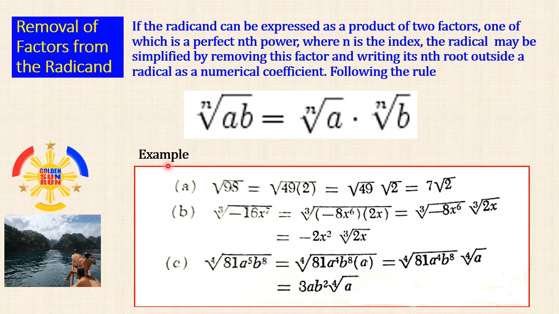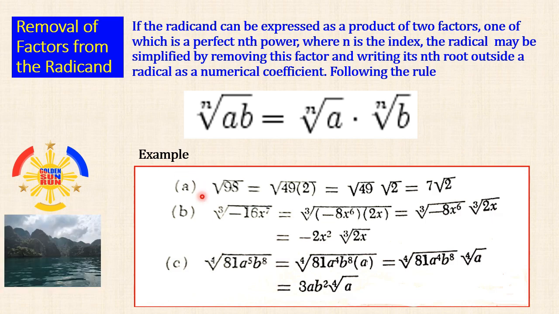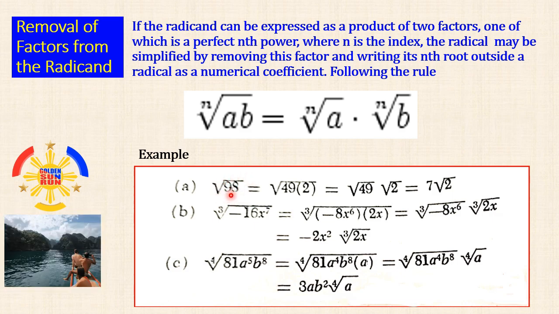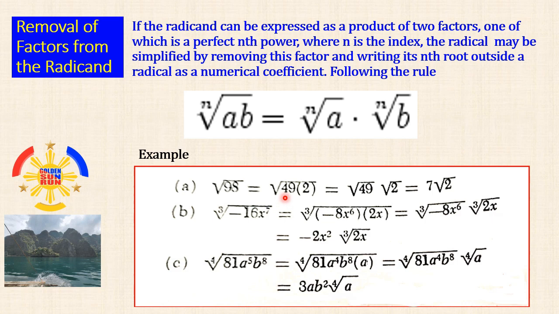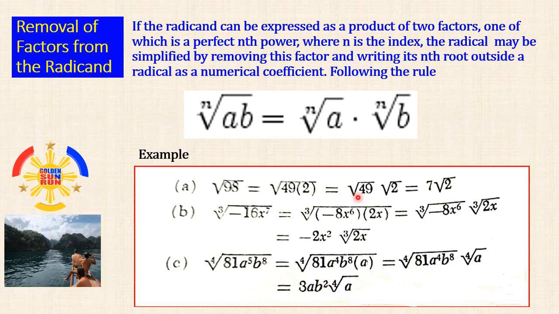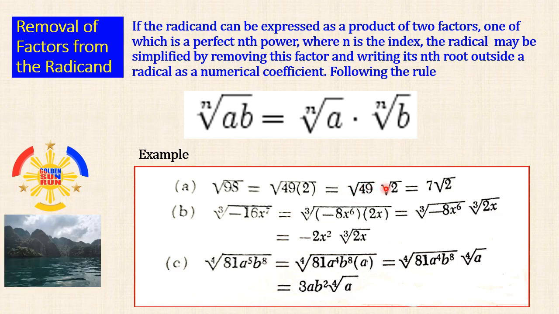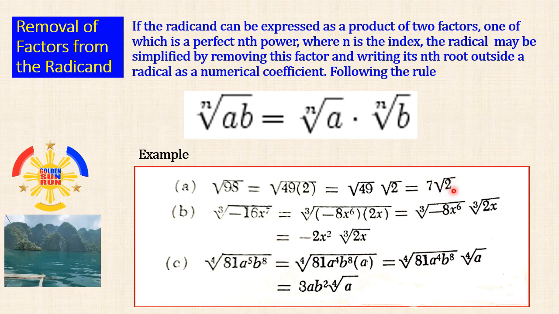Sa pagkahalimbawa, letter A, the square root of 98. Kung atin siyang lilimiin, ang 98 ay maaari nating isulat na 49 times 2, kung saan ang 49 ay mayroong exact square root, which is 7. Kung kaya't, pwede natin siyang isulat na the square root of 49 multiplied by the square root of 2. Therefore, we can write it as 7 times the square root of 2.